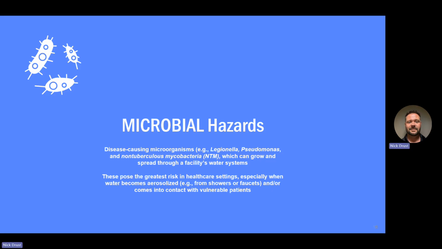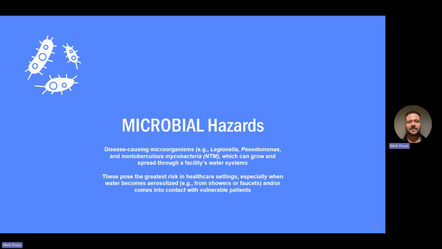The first category we'll discuss is microbial hazards. When most people hear waterborne pathogens, they immediately think of Legionella. Legionella is important because of the severity of disease it can cause and the attention it receives from regulatory and accrediting organizations. However, Legionella is only one of the many organisms found in healthcare water systems.